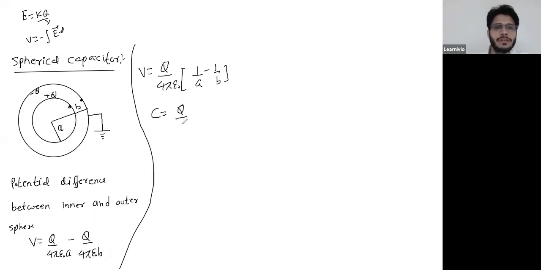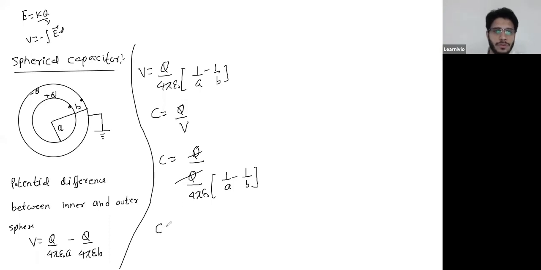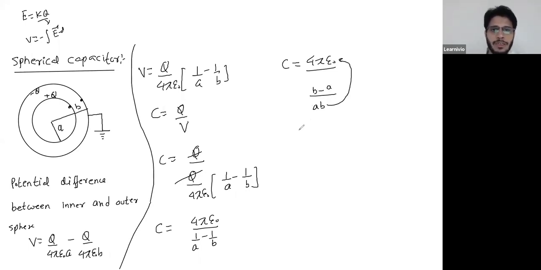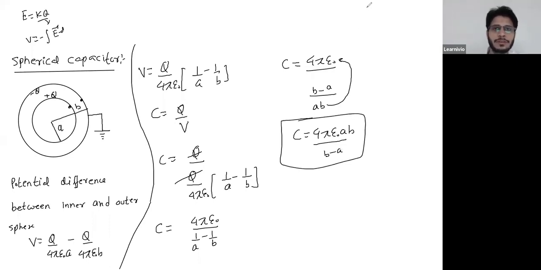See, C is simply Q by V. There's only one charge, Q. So C is Q divided by Q over 4 pi epsilon naught into (1 by A minus 1 by B). You can cancel this Q with this Q, and 4 pi epsilon naught will be in the numerator over 1 by A minus 1 by B. Next, take AB as the LCM, so you are left with B minus A. This AB will come to this side, and C will be 4 pi epsilon naught AB over B minus A. So this is the capacitance of a spherical capacitor.